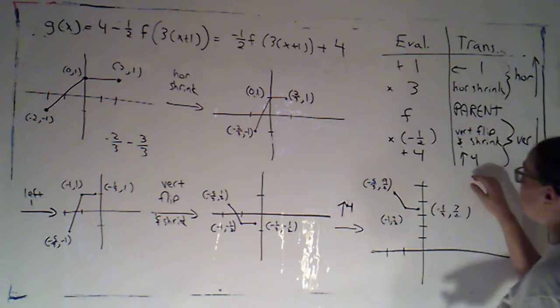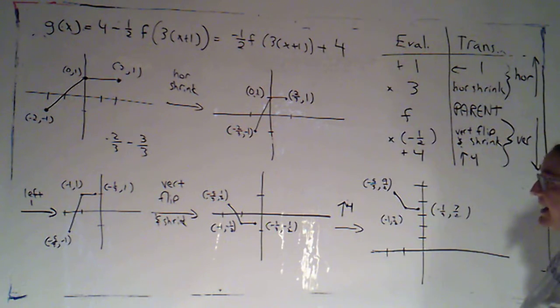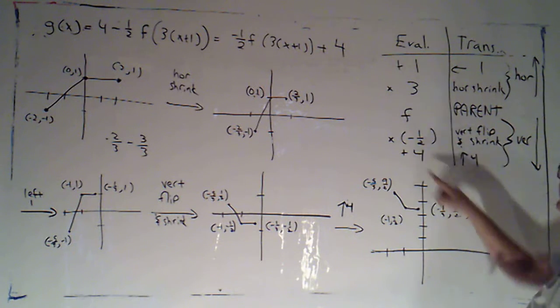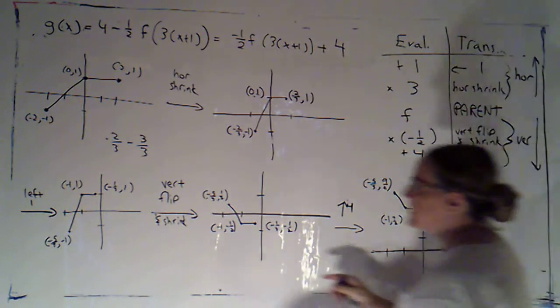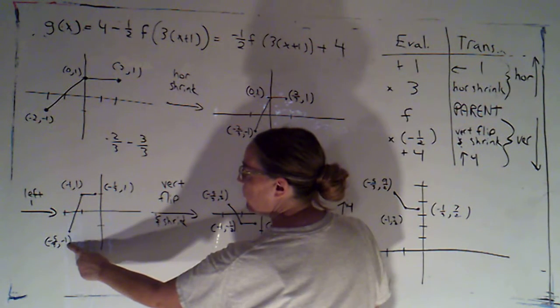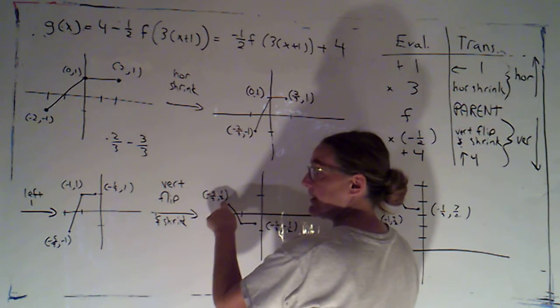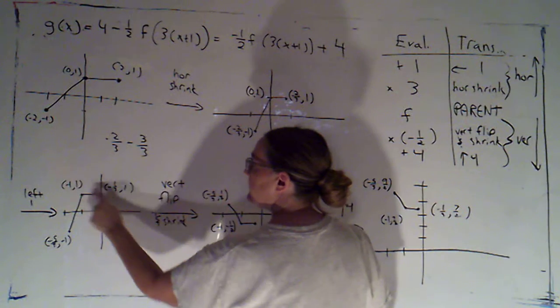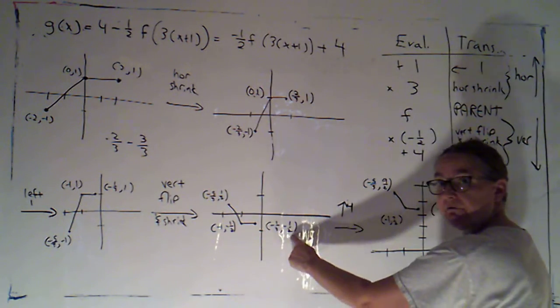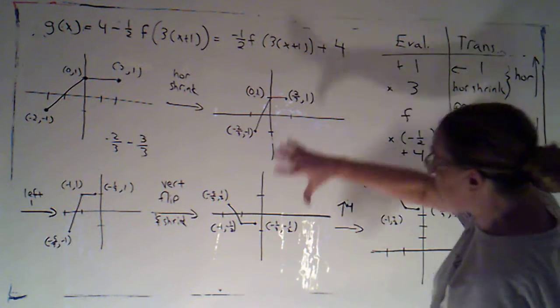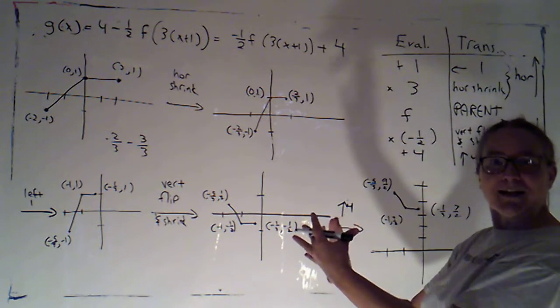Now we do the vertical stuff. We accomplish the flip and the shrink by simply multiplying the y values by negative 1/2. So this y value of negative 1 became positive 1/2. And the y value for these 2 points, which was positive 1, became negative 1/2. And if I look at it, I can see, yes, I did flip, and yes, I did shrink.